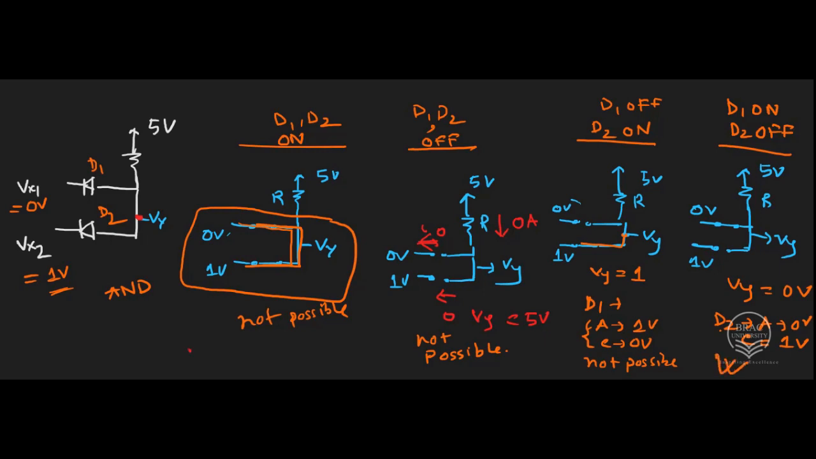So from this we can see that for the logical AND operation, when different voltage sources have different values, that is Vx1 and Vx2 have different values, at that time the output will be equal to the minimum voltage. Here 0 volt and 1 volt, so this time output will be equal to 0 volt, as 0 volt is the minimum, as we have found out here.